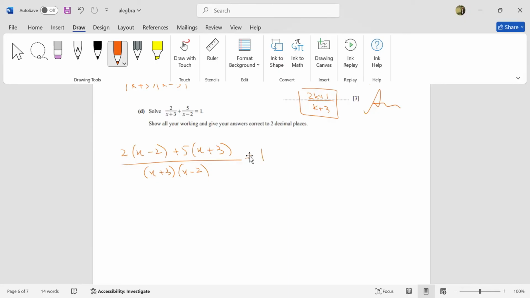Now open up the brackets. 2x minus 4 plus 5x plus 15, and let's multiply. The denominator goes on my right to be multiplied. 7.